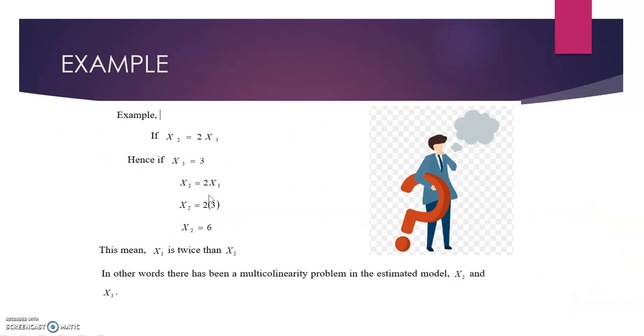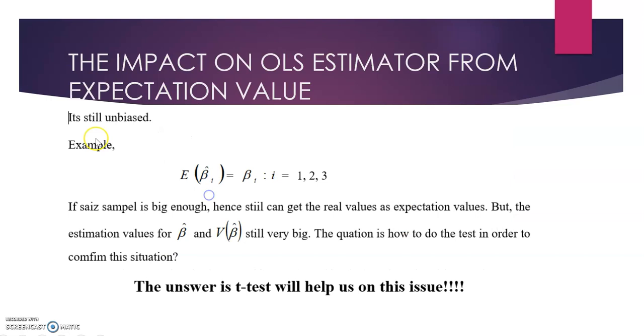For example, if x2 is 2x3, and if x3 is 3, then x2 will be 6. This means x2 is twice x3. In other words, there is a multicollinearity problem in the estimated model between x2 and x3.